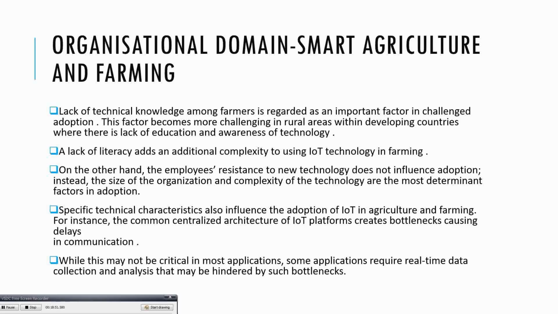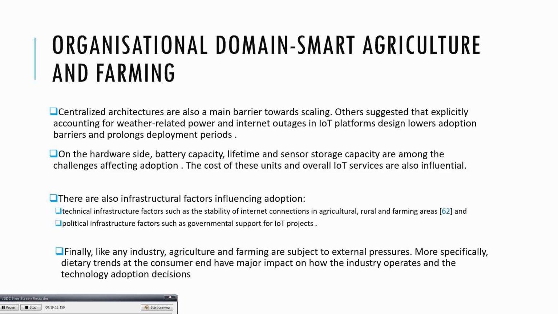Specific technical characteristics also influence the adoption of IoT in agriculture and farming. For instance, the common centralized architecture of IoT platforms creates a bottleneck causing delay in the communication. While this may not be critical in most applications, some applications require real-time data collection and analysis that may be hindered by such bottlenecks. Centralized architectures are also the main barrier towards scaling. Others suggested that explicitly accounting for weather-related power and internet outages in IoT platform design lowers adoption barriers and prolonged deployment periods. On the hardware side, battery capacity, lifetime, and sensor storage capacity are among the challenges affecting adoption. The cost of these units and overall IoT service are also influential.